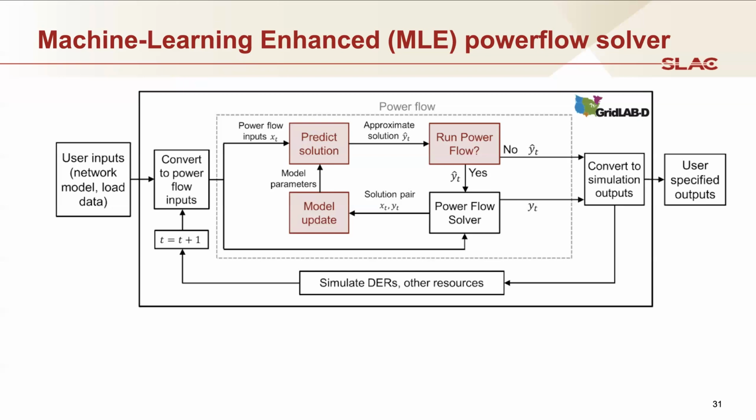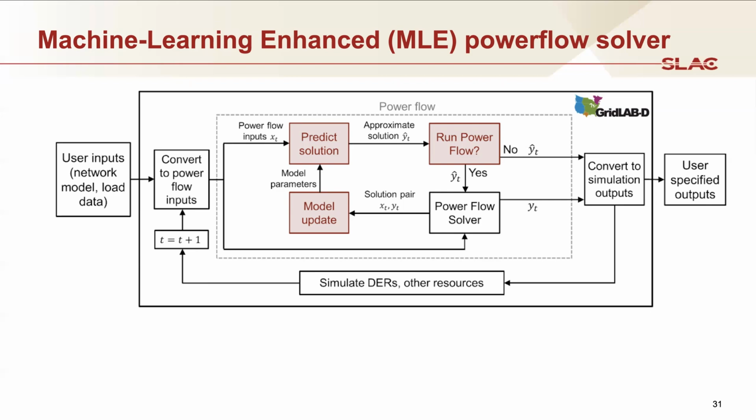The other part of GridLAB-D that's included is the machine learning enhanced power flow solver. This is a solver method that uses an external predictor that attempts to solve the network flow problem that's given before giving Newton-Raphson the opportunity to solve it. If the solution appears to be good, the predicted solution is provided back to GridLAB-D. But if it's not sufficient, then the Newton-Raphson power flow solver is run, and the solution obtained from Newton-Raphson is given back to the predictor as a learning opportunity.